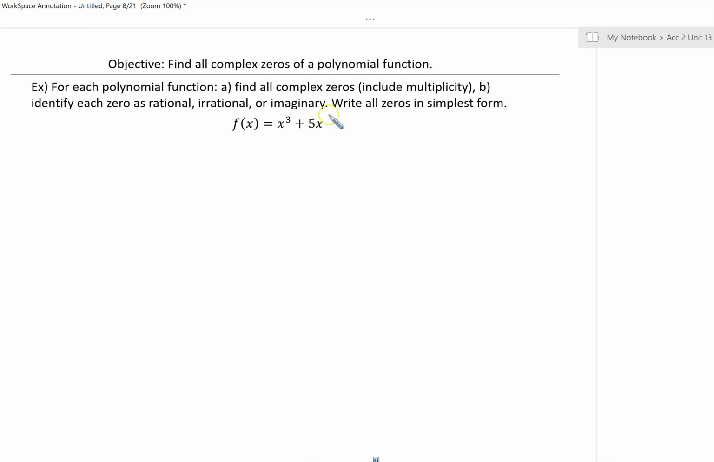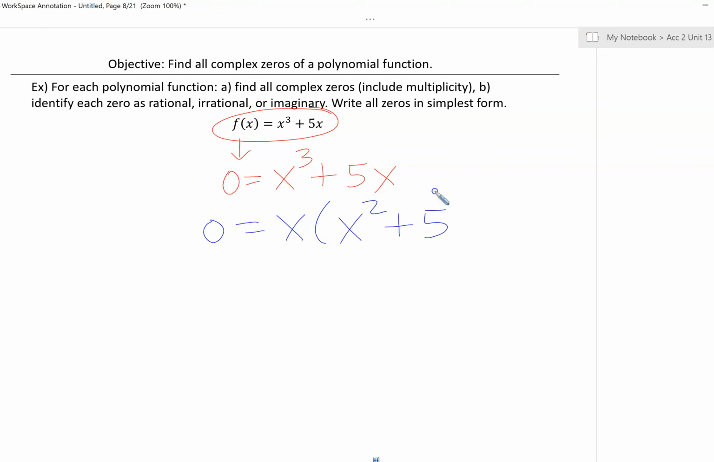So here we have our function. To find our zeros, we set it equal to zero: x cubed plus 5x. This time, this is not a sum of two cubes because x is a common factor. And when we factor that out, we get x squared plus 5. And so here is all the factoring we can do. Zero product property says either x equals 0 or x squared plus 5 equals 0.